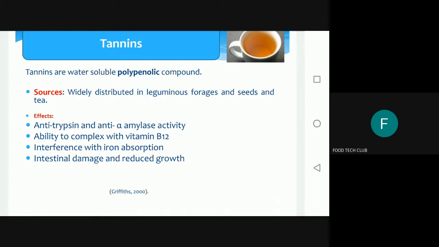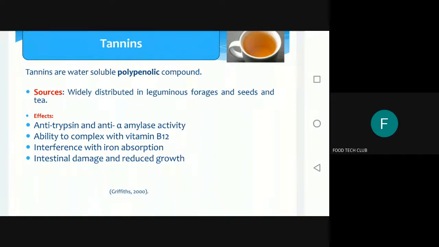These tannins are distributed in forages, that is leguminous plants and seeds, and in tea it is widely available. It is antitrypsin, that is, it interferes with the action of the trypsin enzyme, so it will hinder trypsin from digesting the proteins, and it has anti-alpha amylase activity, which means it also hinders the digestion of the carbohydrate part.